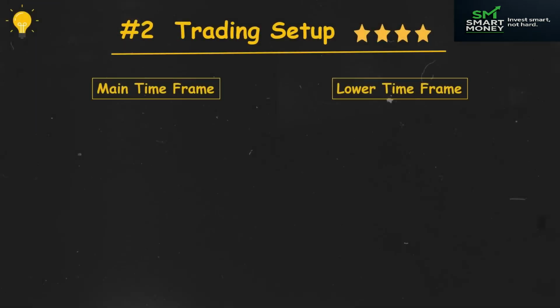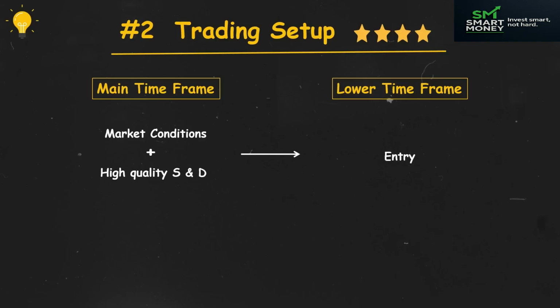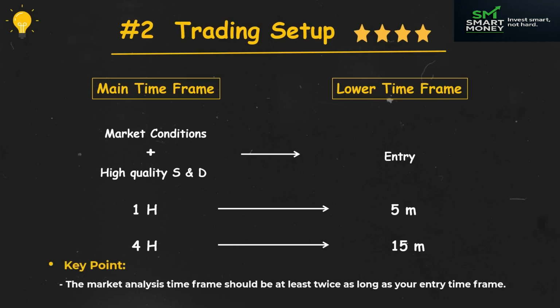This strategy works with 2 time frames: a higher time frame to analyze market conditions and identify high-quality supply and demand zones, and a lower time frame to zoom in for confirmation signals and precise entries. My recommended combinations are the 1 hour with the 5-minute or the 4 hour with the 15-minute. Of course, you can use other time frames as well, but the key rule is that your higher time frame should always be at least 2 levels above your entry time frame.